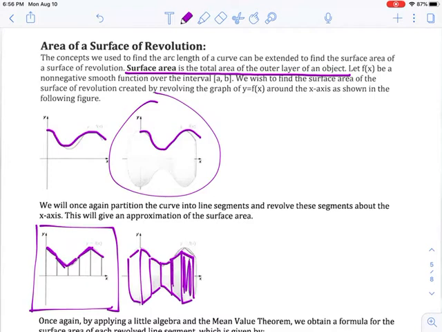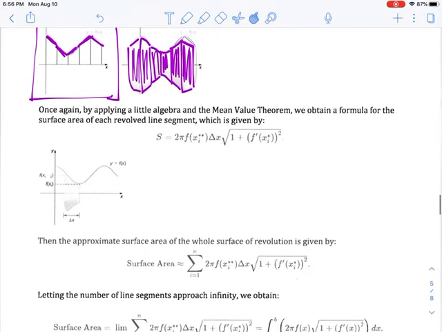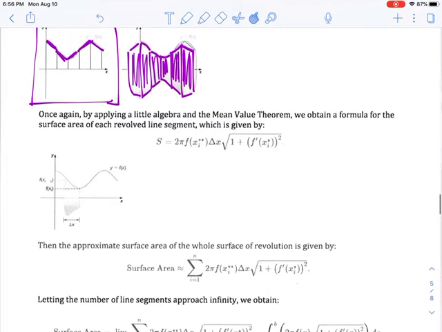Now that's a little slab. Find the surface area of each one of these little slabs. And then we could add up all of those surface areas. And so that's basically what we're going to do. And so as I said, I skipped a bunch of steps.